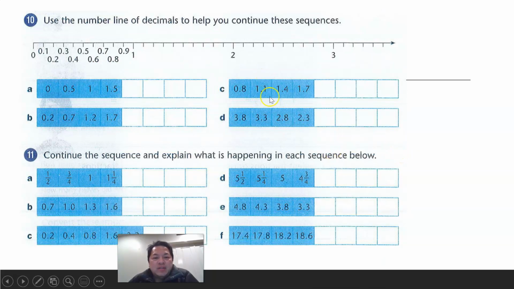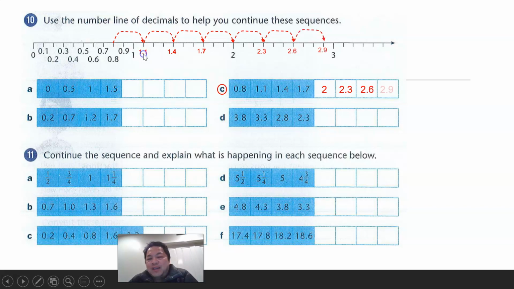Good. Moving on, what about the next one, using decimals. What about C? You have 0.8, it jumps to 1.1, which is somewhere around here. Again, you jump again, you get 1.4. Jump again, you get 1.7. You jump again, you get 2. Jump again, you get 2.3. Jump again, you get 2.6. Jump again, you get 2.9. Right? Good.